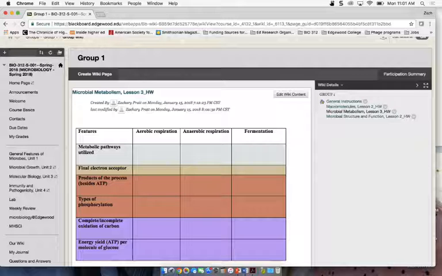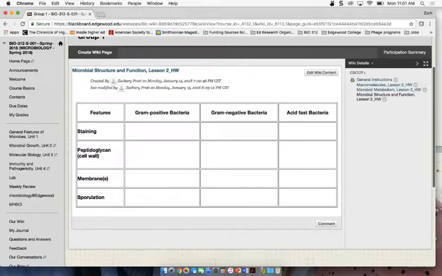Wait, oh, I see why, because this is not the right lesson at all. Here we go. That's the one that we want. My apologies. There we go. It's at the bottom of this list because it's in alphabetical order.